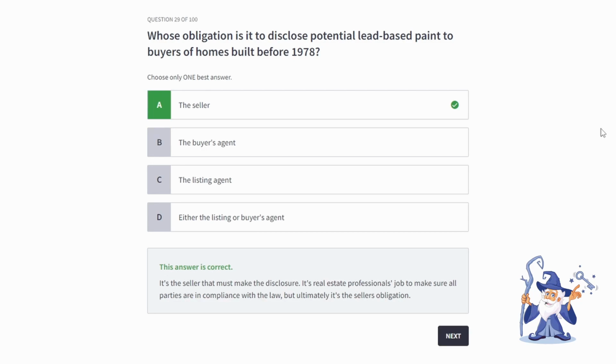So again, there's a difference between obligation and compliance, and expressing the rules and the laws and how they work. A real estate agent can only do so much. Once they hand that disclosure and they go over these things, if the seller doesn't disclose it and hides it, that's on them. But yeah, that's it for that one.